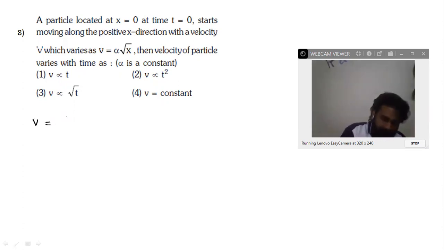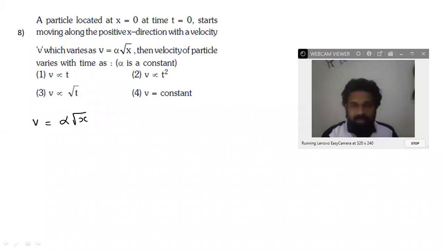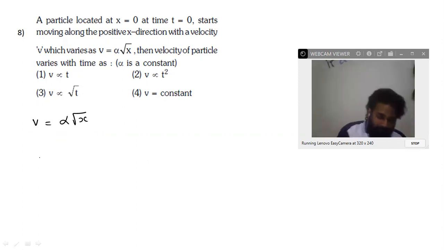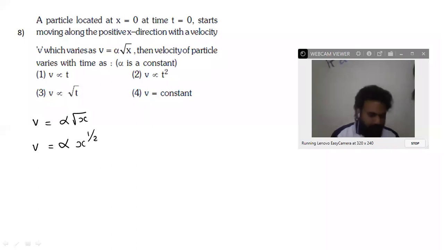They have given v is equal to alpha root x. So v is given in terms of displacement, or in terms of position they have given velocity. Generally velocity will be given in terms of time t. Now they have given in terms of position. So we have to make it in terms of time, then only we will be able to do this. So v is equal to alpha, instead of root x, I am putting x raised to 1 by 2.